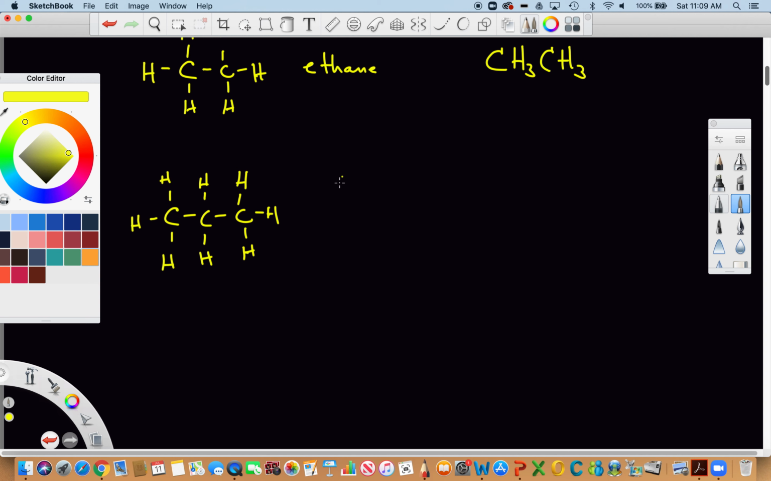This is propane. Its condensed formula is CH3, CH2, CH3. It also has a line formula, or a line angle formula.